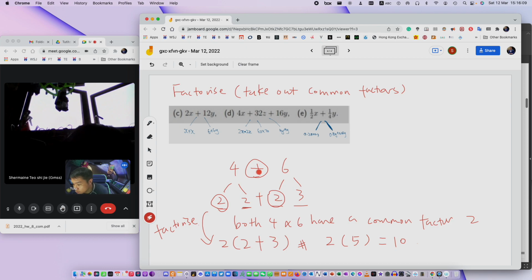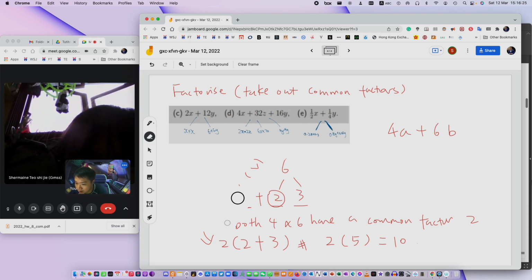So you have to do all the steps here. If you skip one of them, you are going to get it wrong. So now I'm going to give you another question. 4a plus 6b. Can you do it on the right? Factorize.